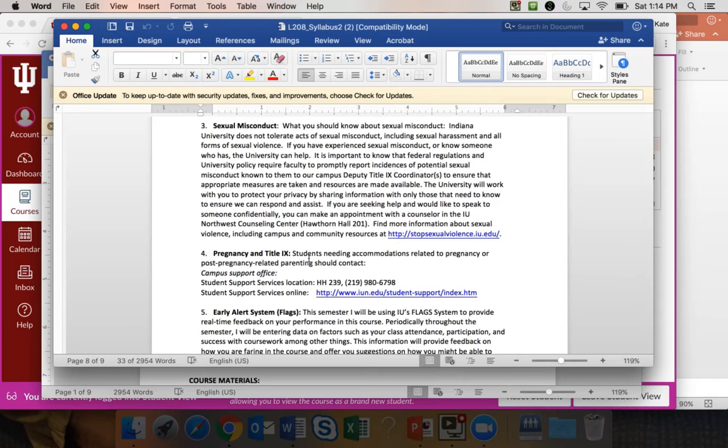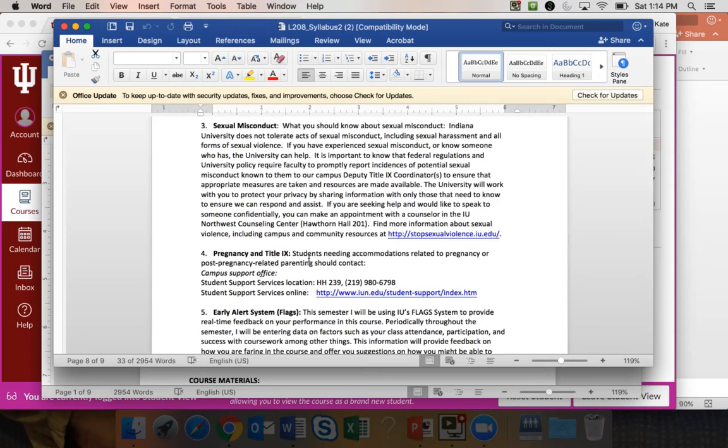It's important to know that federal regulations and university policy require faculty to promptly report incidences of potential sexual misconduct that are known to them to Deputy Title IX coordinators to ensure that all appropriate measures are taken and all resources are made available. Basically, the university is going to protect your privacy by sharing information with only those that need to know to ensure that we can respond and assist.